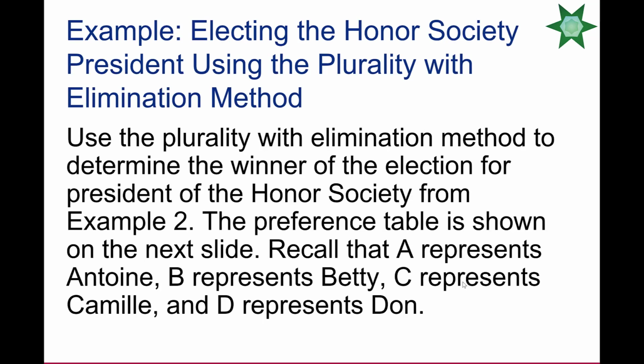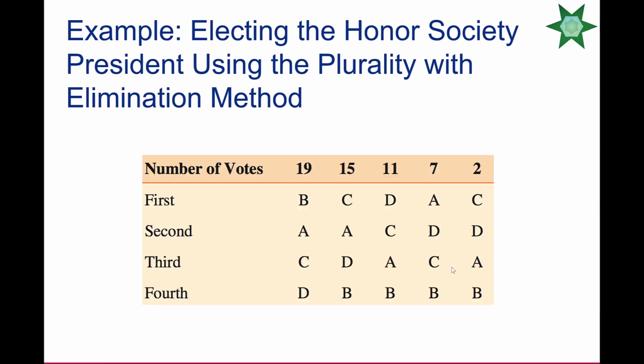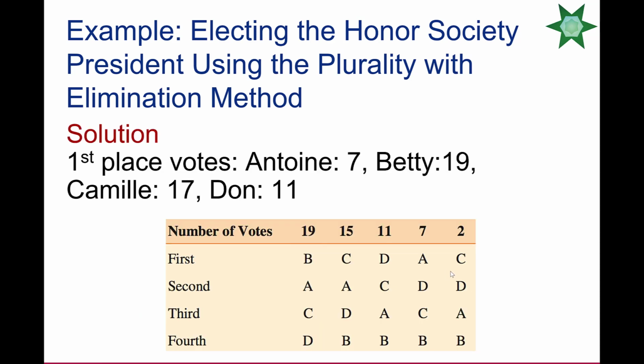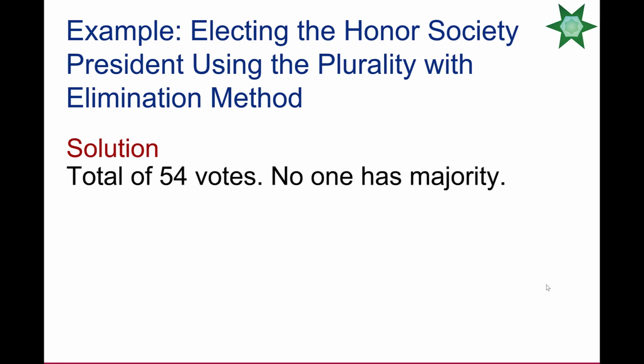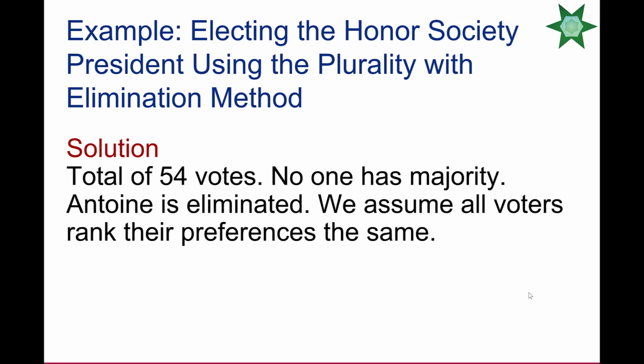So we're going to use this plurality with elimination on the Honor Society preference table. So the first place votes, we had 7 for Antoine, 9 for Betty, 17 for Camille, and 11 for Don. So remember, we're going to eliminate the person with the least number of votes. Nobody had a majority, so we're going to eliminate Antoine because he had the least number of first place votes.